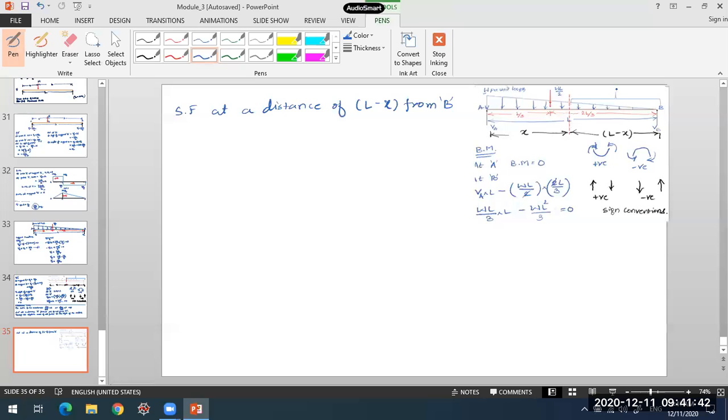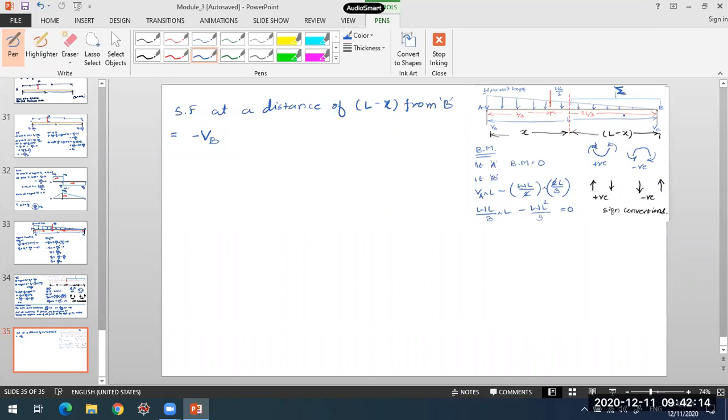So I'm considering the summation of forces to the right of the section. I'll follow the sign convention we have taken. So what are the forces to the right side of the section? We have VB. Right side upward force should be negative, so I should assign a negative sign. It will be minus VB as per our sign convention.